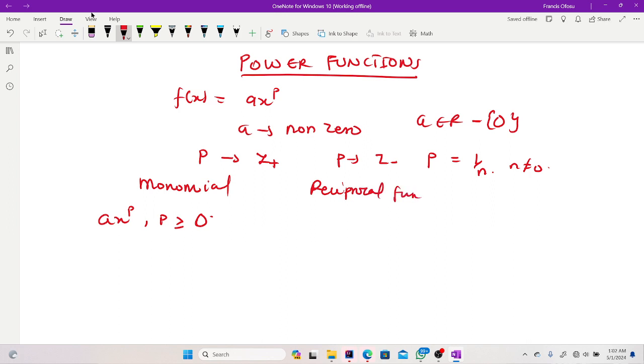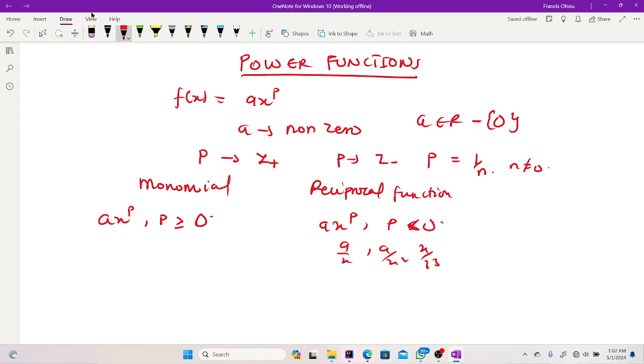Then the next thing is, when p is a negative integer, we call it a reciprocal function. A reciprocal function arises from a power function that has a p that is a negative number. So ax to the power p, where p is less than 0. So we're going to have something like a over x squared, a over x cubed. We're going to get a reciprocal function, because p becomes negative.